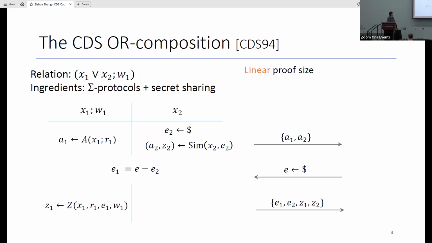And it has some properties. For example, it has a linear proof size, and it preserves the same soundness and zero knowledge properties as those of the atomic statements.